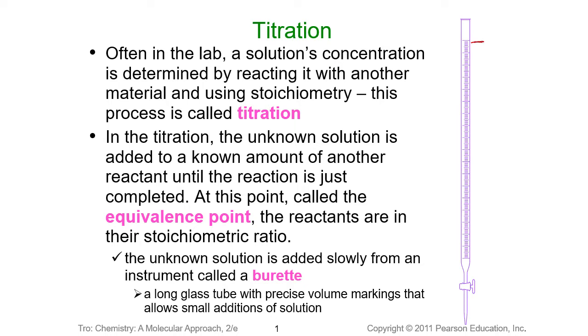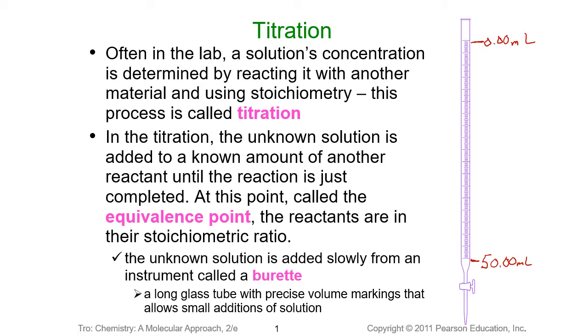The unique thing about a burette is the top is marked as 0 milliliters, and the bottom, there are different burettes, but typically 50 milliliters is pretty common. This is different than most glassware, because in most glassware 0 is at the bottom and 50 or your other volumes are at the top. You read from the bottom up. This one you read from the top down.